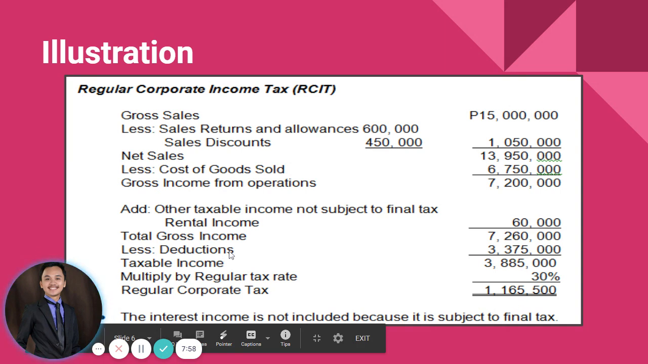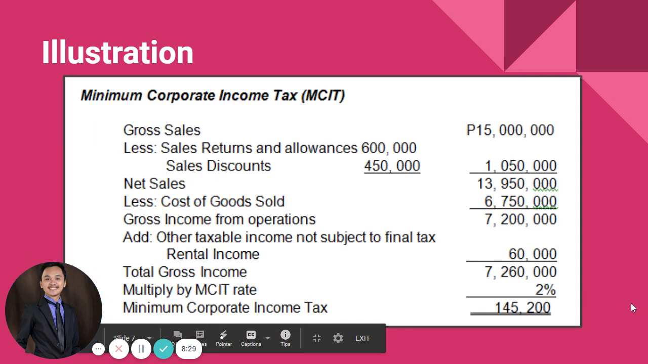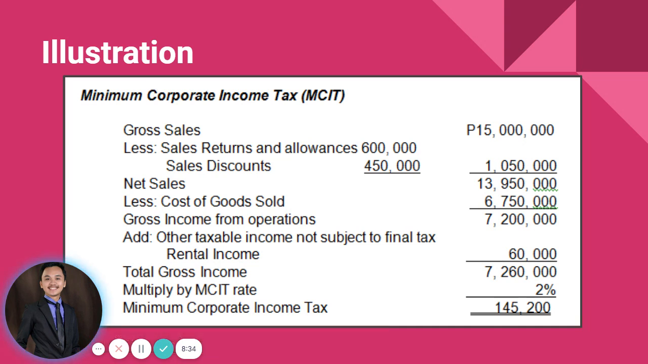1,165,500. Again, we used the itemized deduction here because the problem did not stipulate an option for OSD. So we used the itemized deduction. But again, guys, if the problem opted to use OSD, then we will also use OSD in computing for our taxable income. So therefore, again, we have an RCIT of 1,165,500. Before we could determine the total tax due of the corporation, we need to compute first our MCIT.